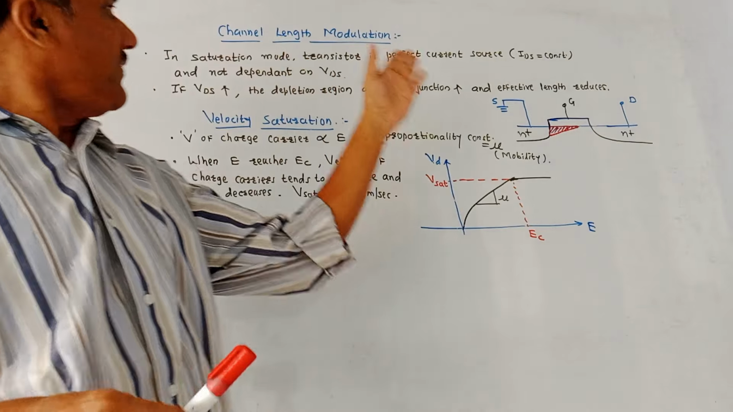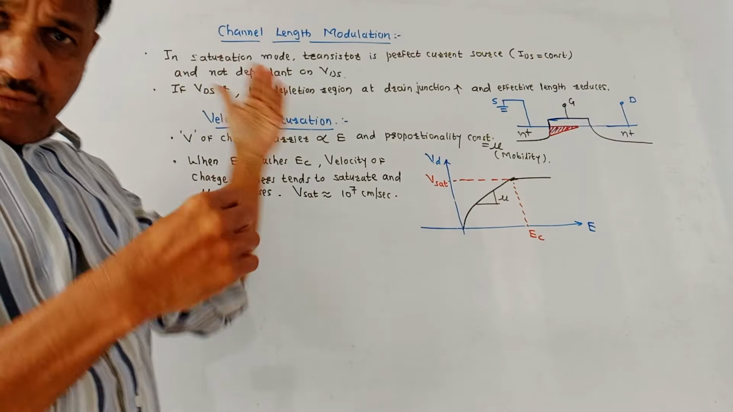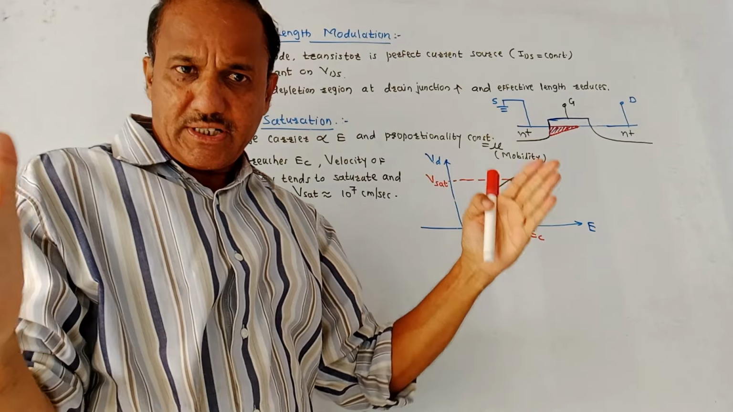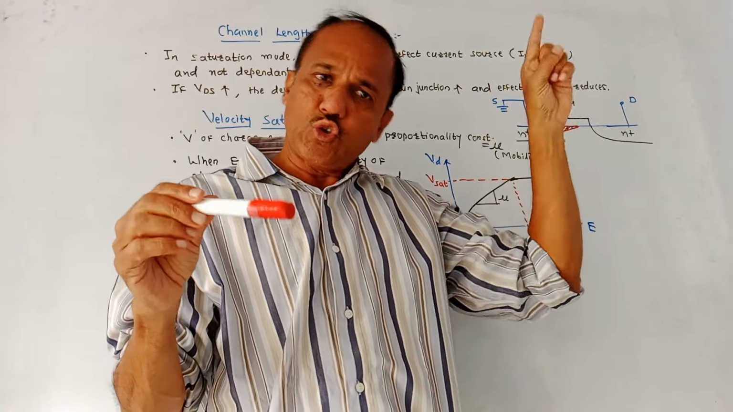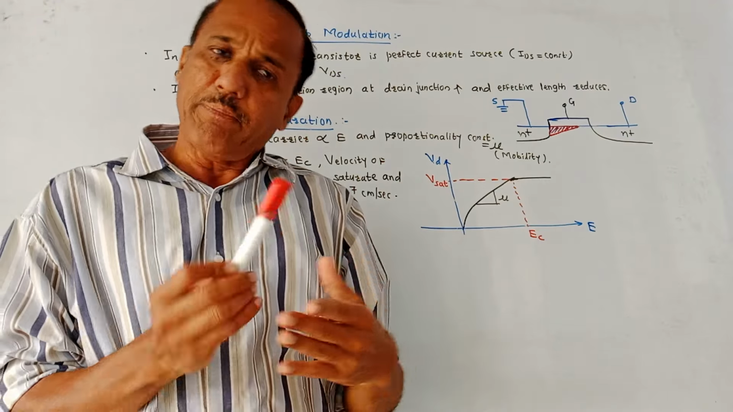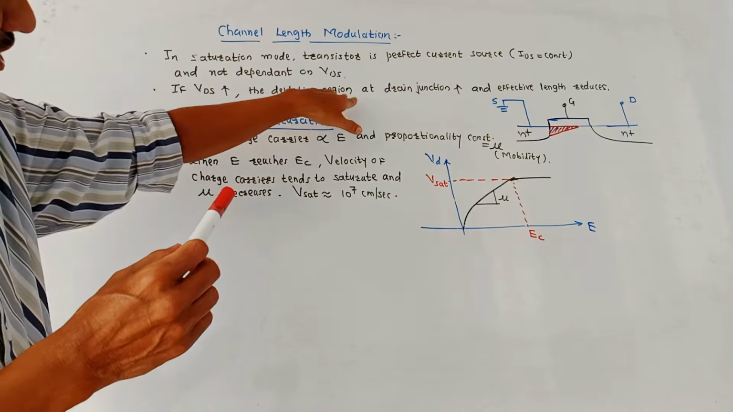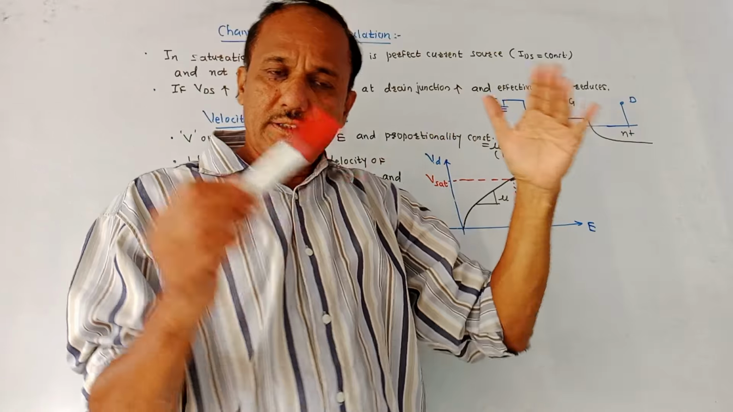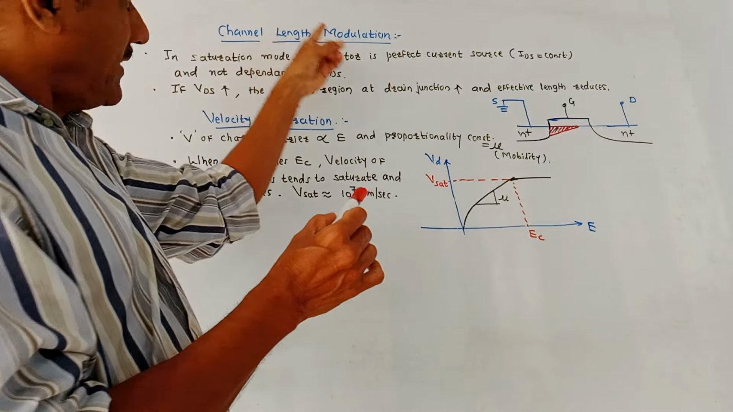Now let us discuss different effects related to MOSFET. First is channel length modulation. Whenever the device is operated in saturation mode, the MOSFET transistor acts as a perfect current source. That means in that case, IDS, the drain to source current, remains constant even if VDS, the drain to source voltage, changes. But practically it's not true. Whenever VDS increases, the depletion region at the drain junction increases. This upward arrow indicates values are increasing, and the effective length of the channel gets reduced. This concept is called channel length modulation.